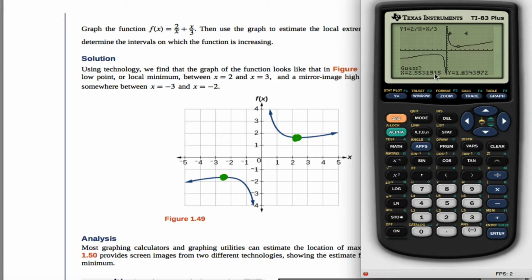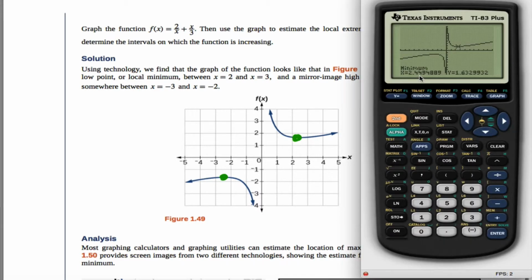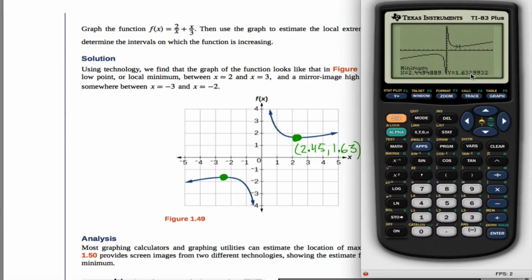If you do, get as close as you can. It really won't make a big difference. Sometimes it'll be off by 0.01, which will affect rounding, but as long as your guess is relatively close, it won't make a difference at all. So I hit enter. This little line means my calculator is thinking, and it estimates this minimum to be at a coordinate of 2.45, if I round to 2 decimal places, and 1.63. So 2.45, 1.63. Note these are not exact values. These are just estimations of this actual minimum here.